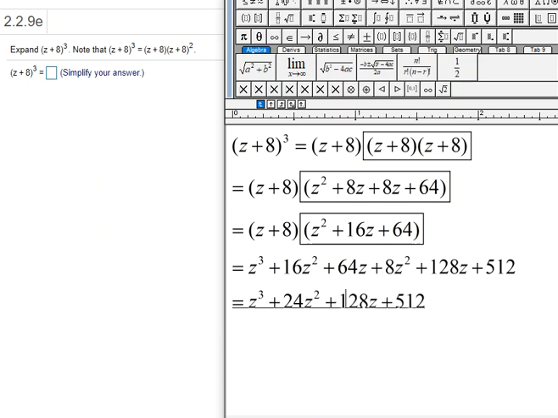So 64 plus 128 is 192. So we have 192z, and the z cubed and the 512 both didn't have any like terms, so that's going to be our finished answer. That's fully expanded. That's what our goal was, to take this cube and fully expand it. This is my result for the fully expanded form.